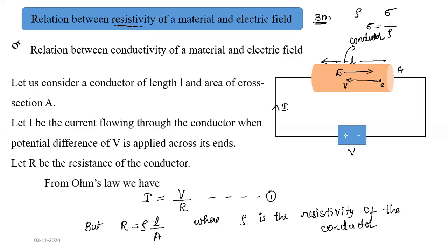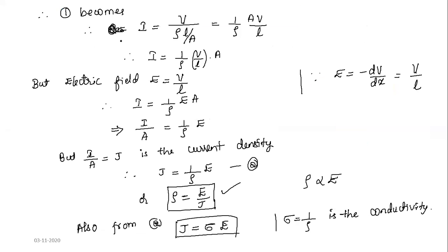Where will I get resistivity? Resistivity is in the resistance equation: R is equal to rho into L divided by A, where rho is the resistivity of the medium. Then substitute the value of R into this. Then I is equal to V divided by rho into L divided by A. Rearranging, this implies 1 divided by rho into A into V divided by L. Therefore I is equal to 1 divided by rho into V divided by L into A.